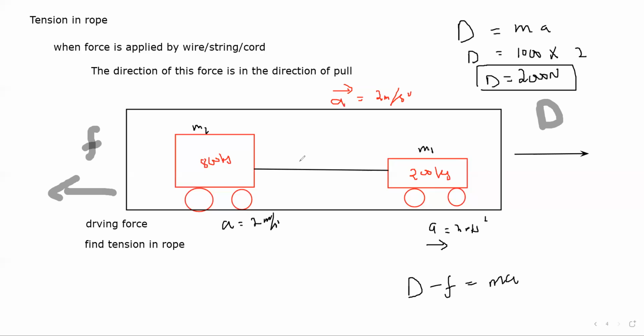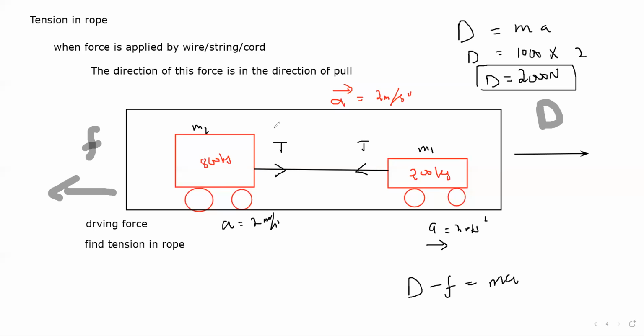Then if I need the tension, what is the direction of the tension? I told you the direction of the tension is always to pull the object. So for 800, the tension is towards the right hand side. But if I consider 200, then the tension is towards the left hand side. So both values of the tension will be the same, but the relative direction of the tension will be different. It is according to the mass which we consider.